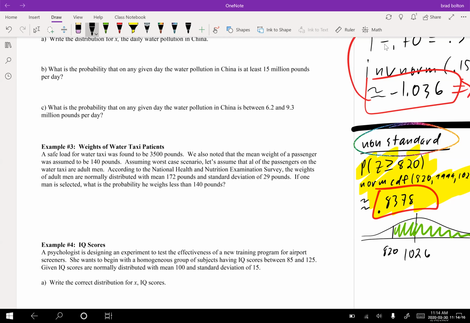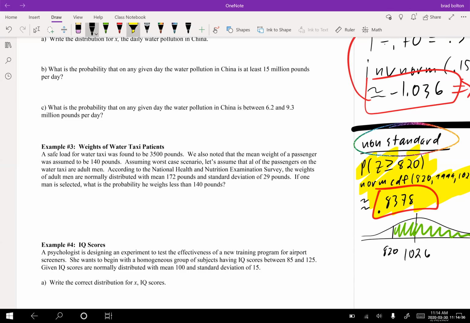Passengers on the water taxi are adult men. According to the National Health and Nutrition Examination Survey, the weights of adult men are normally distributed with a mean of 172 and a standard deviation of 29. If one man is selected, what is the probability that he weighs less than 140 pounds?